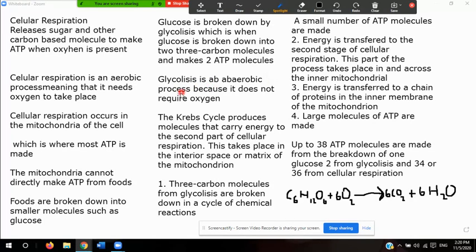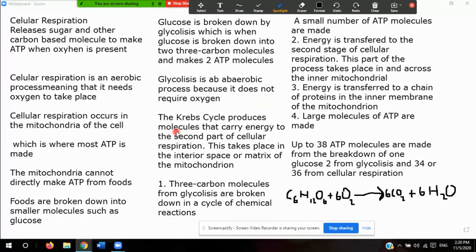Glycolysis is an anaerobic process because it does not require oxygen. Okay, so glycolysis does not require oxygen. And again, an example of that, when I was talking this morning in class, is when you go to the gym, or you do any strenuous work, and the next day you wake up all sore. It's because your muscle cells were still producing energy. They were just producing energy based on the absence of oxygen, which is mainly the glycolysis process.